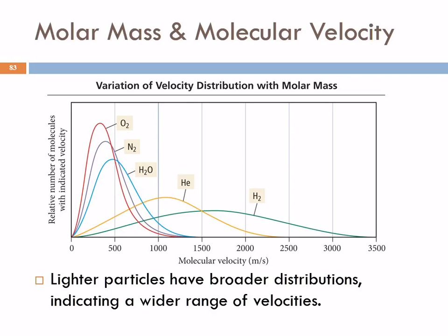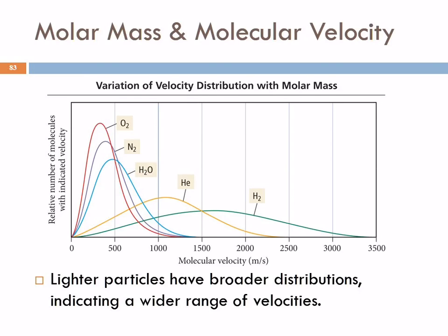Molar mass and molecular velocity. So here's a graph showing number of particles that have the indicated velocity versus the molecular velocity. And what we see is that the lighter molecules, such as hydrogen, are going to have a much broader distribution of velocities. So hydrogen, helium, water, nitrogen, oxygen, these molecules are getting larger, right? So oxygen's larger. We see that at a given temperature, the average velocity of the oxygen is lower than that of hydrogen. But what's also important is that the distribution is different.